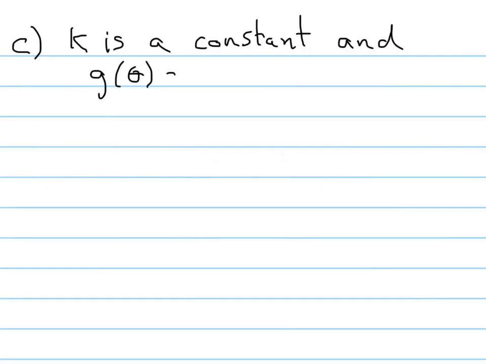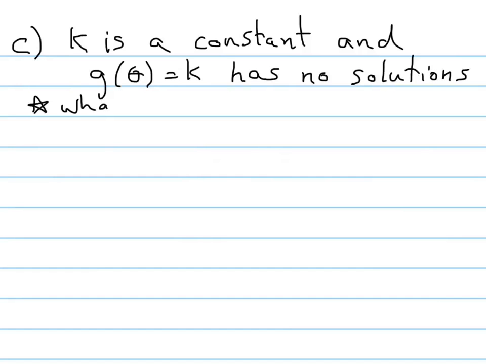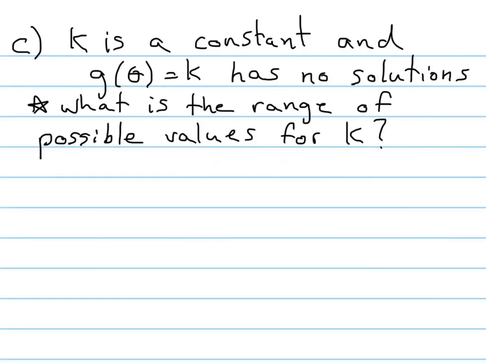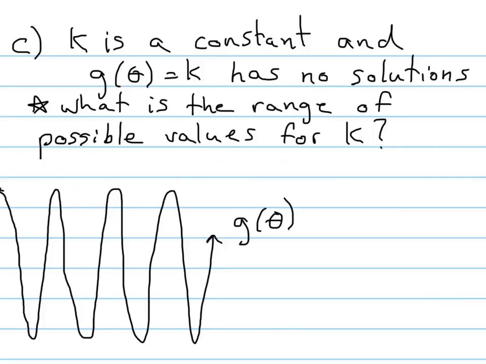Part C. k is a constant, and the equation g of theta equals k has no solutions. We want to know the possible values of k. Now you know that our g of theta is a graph of cosine and sine, so its graph will look something like this one. The graph has maximum and minimum values. We know what these are. It's the square root of 20 and the negative square root of 20, because that's the r value that we already found.